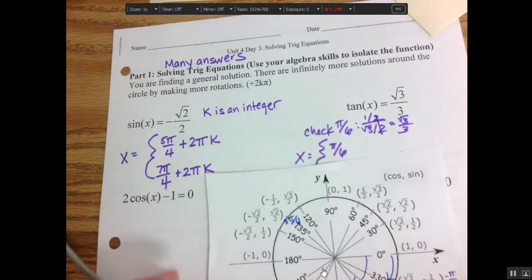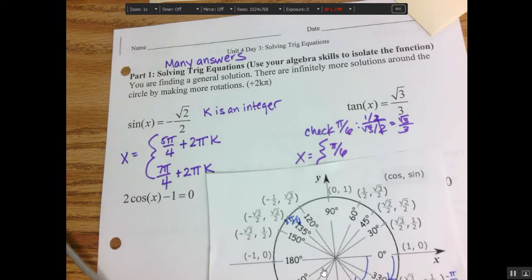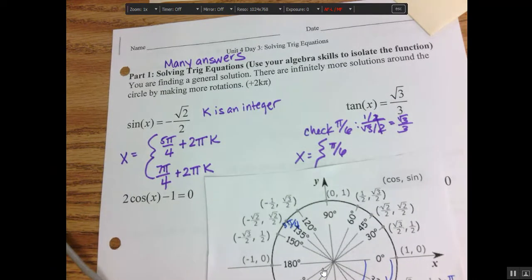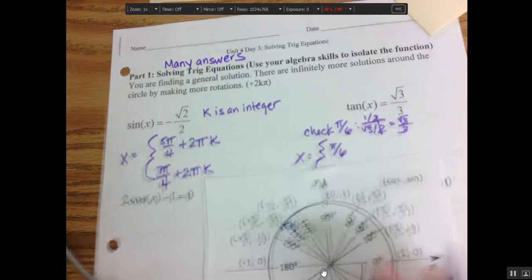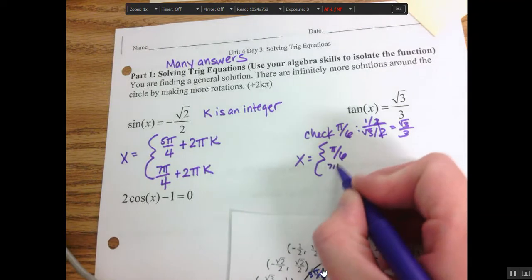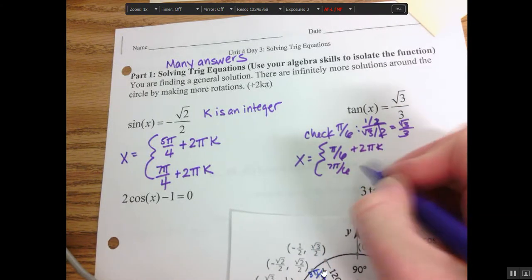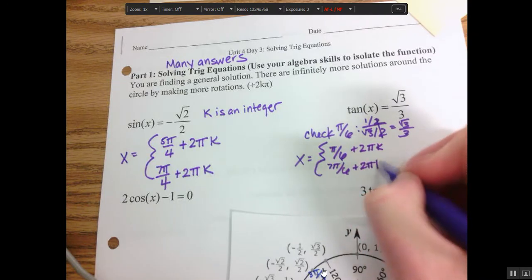What quadrant is tangent positive in besides the first? Yep, the third quadrant, because in the third quadrant, y and x are both negatives, so the negative over negative cancels out. So third quadrant, what's the angle in the pi over 6 family in the third quadrant? 7 pi over 6. So these are both answers. And of course, if I add a full circle to them, I'm going to get another answer.